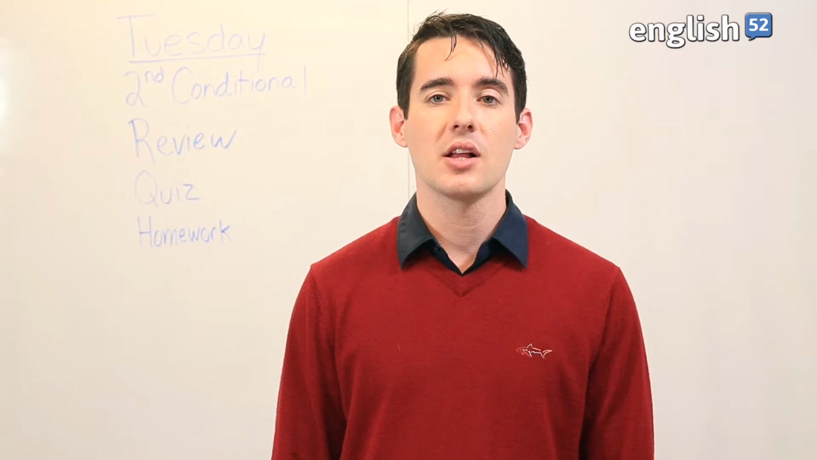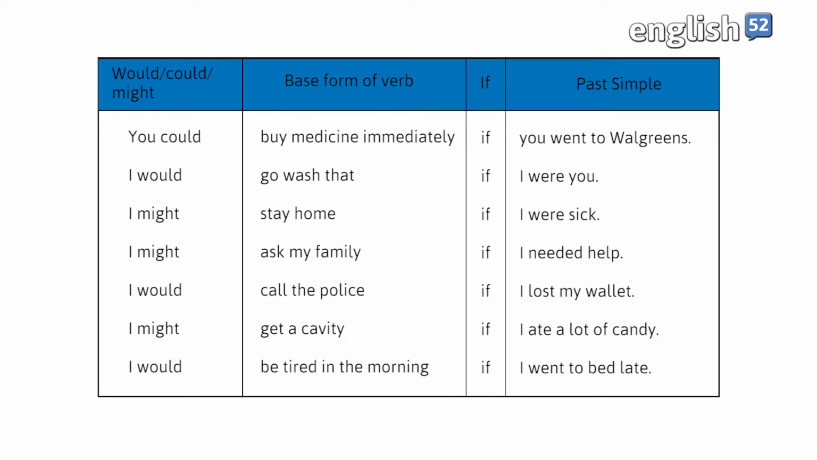When we invert the main clause and the conditional clause, we drop the comma dividing the clauses. You could buy medicine immediately if you went to Walgreens. I would go wash that if I were you. I might stay home if I were sick. I might ask my family if I needed help. I would call the police if I lost my wallet. I might get a cavity if I ate a lot of candy. I would be tired in the morning if I went to bed late.